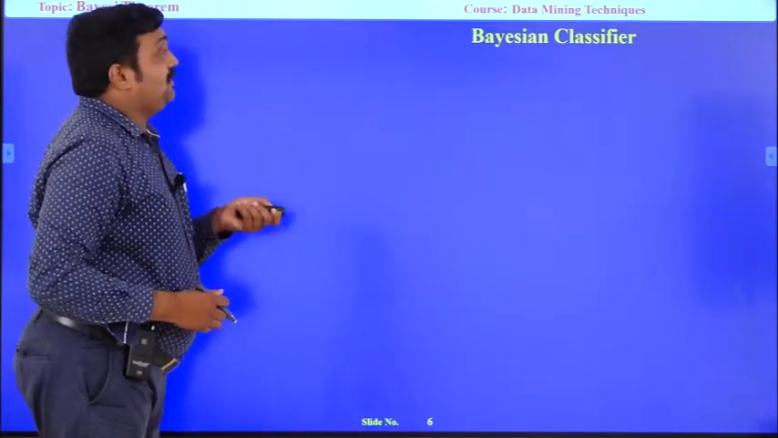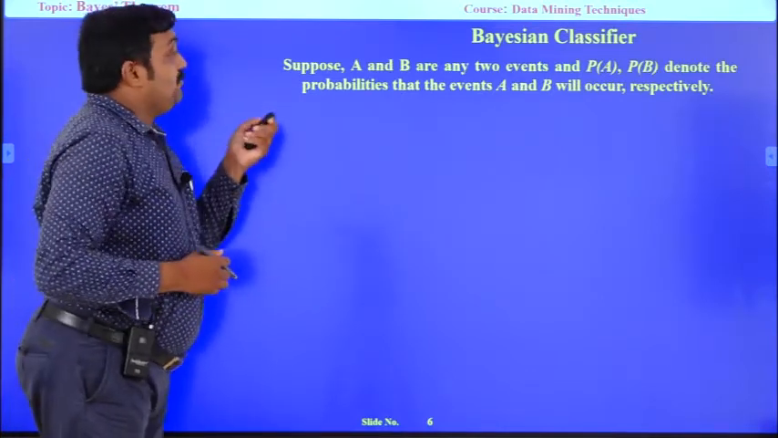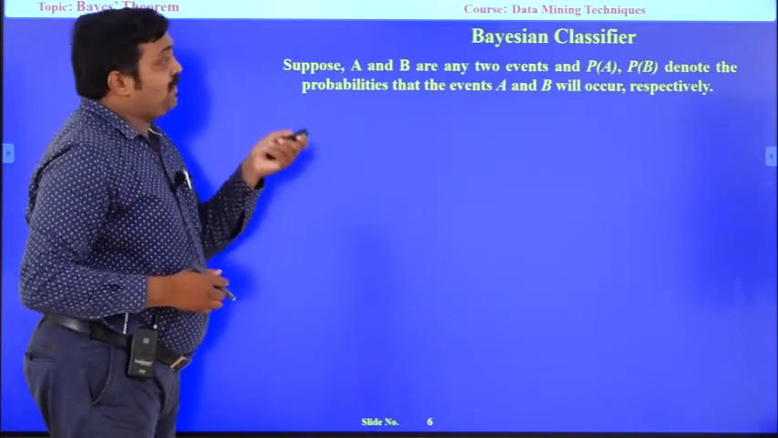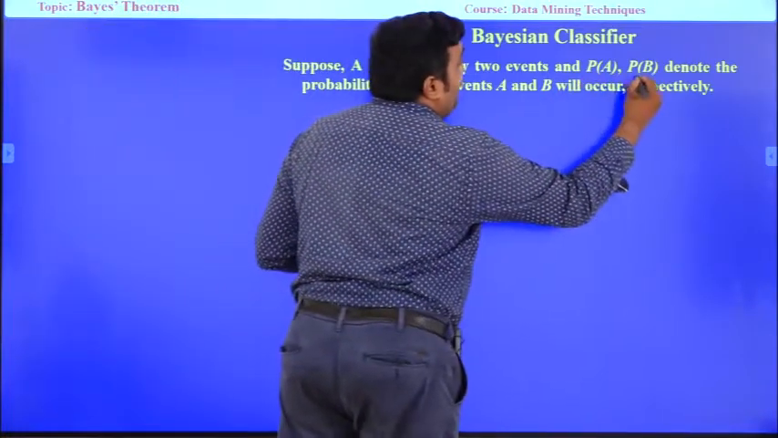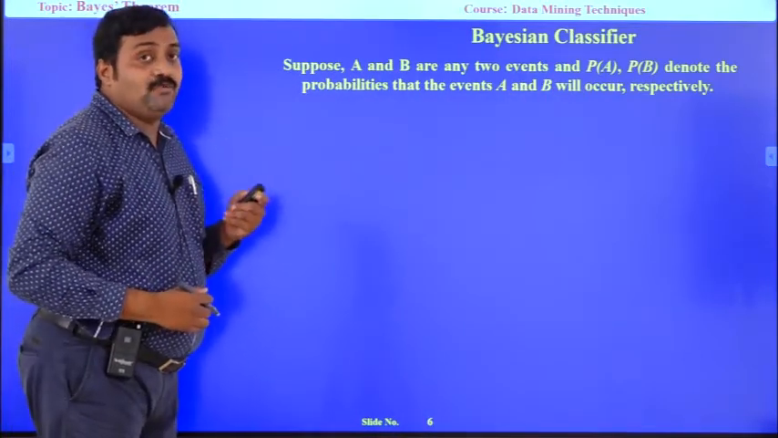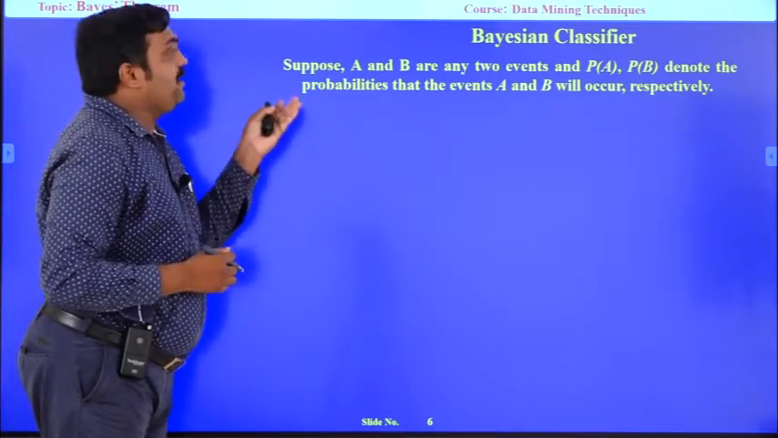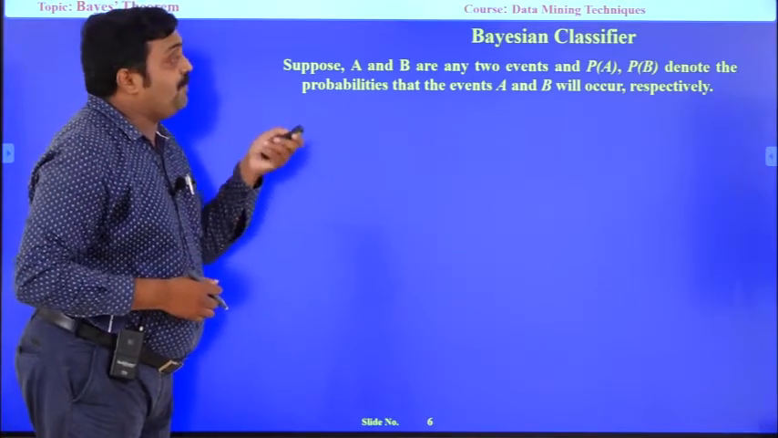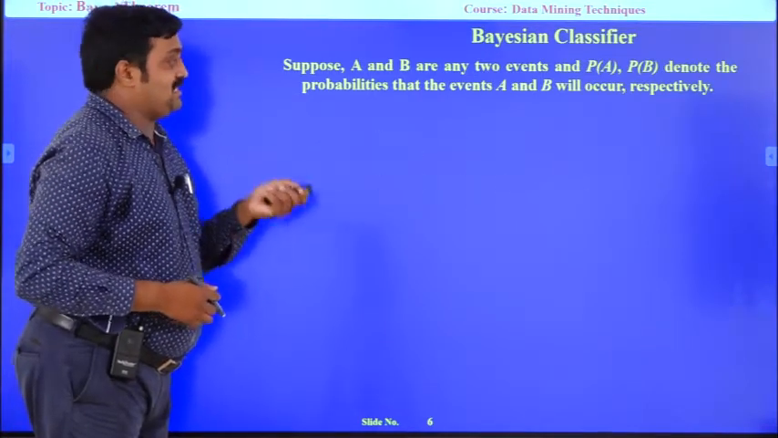What is Bayes' theorem? Suppose, as I already discussed, there are two events called A and B. The probability of A and the probability of B are represented as P of A and P of B. That means whenever we do one experiment having two classes called A and B, that can be represented in terms of the probability of A, P of A, and the probability of B, P of B, and the events' occurrence.